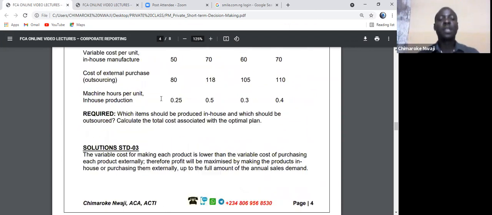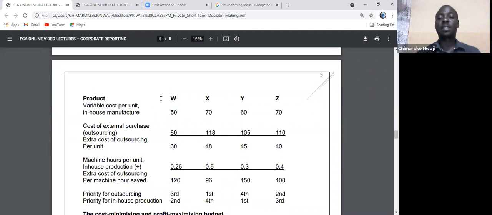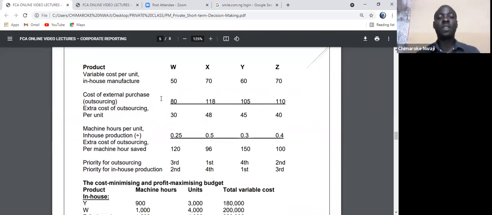Solution: the variable cost for making each product is lower than the variable cost of purchasing the product externally. Therefore, profit will be maximized by making all the products in-house rather than purchasing them externally. But we have a constraint of machine hours. So that's the only reason you are externally sourcing some of these.